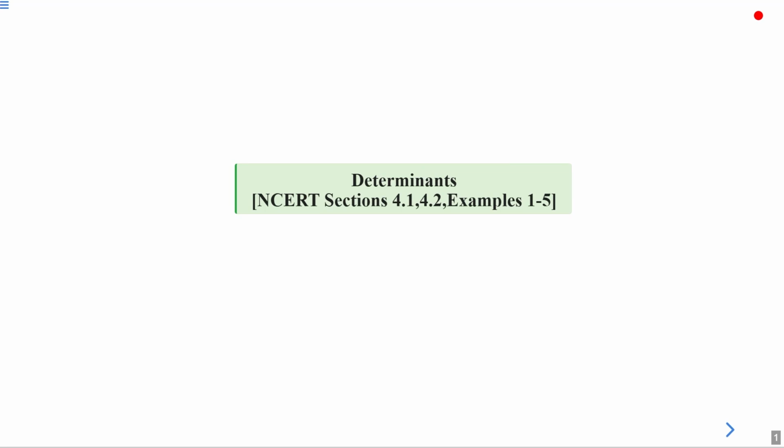Today we will begin a new chapter, Determinants. It is an important part of your class 12th syllabus and it is very useful in higher mathematics, especially in matrix algebra, coordinate geometry and calculus. By using determinants, we can solve linear systems of equations. Okay, so let's start this new chapter, Determinants.